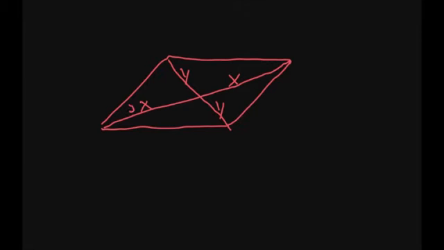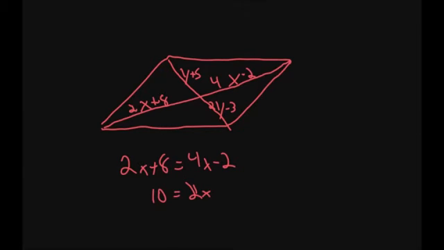So let's say this line we said was 2x plus 8, and this was 4x minus 2. And then my y, let's say that's y plus 5, and let's say that's 2y minus 3. So what you do is just set those equal to each other. So 2x plus 8 equals 4x minus 2. Solve that: subtract 2x, you get 2x, add the 2, we get 10. So 2x equals 10, so x equals 5.